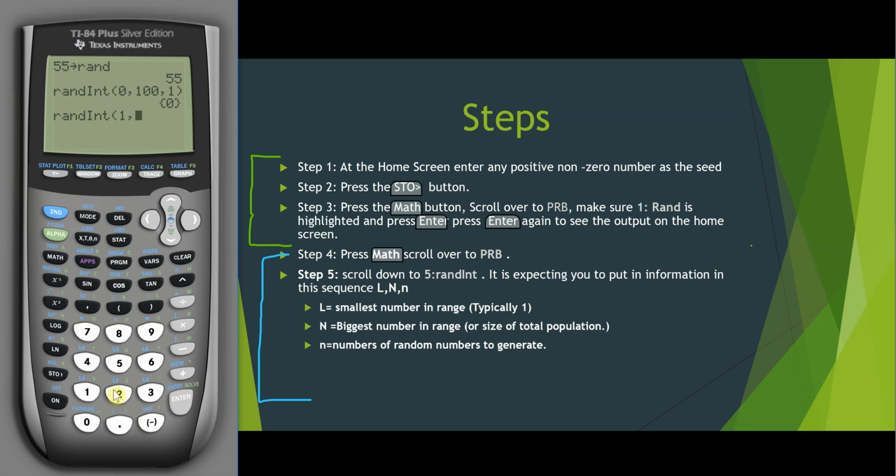So let's say we had a population of 200. The last number it's going to ask you for is the sample size. How big of a sample do you want to generate? Let's say I wanted to generate a sample size of 10. I'll put in 10 for the last number. When I hit enter, I'm going to get my sample. And I can scroll using the right and left keys.